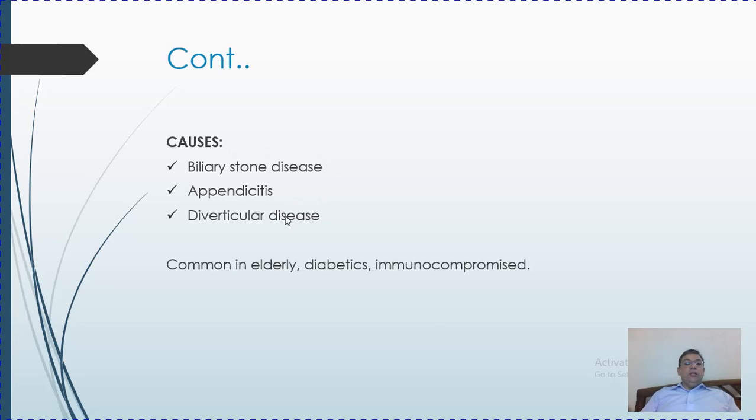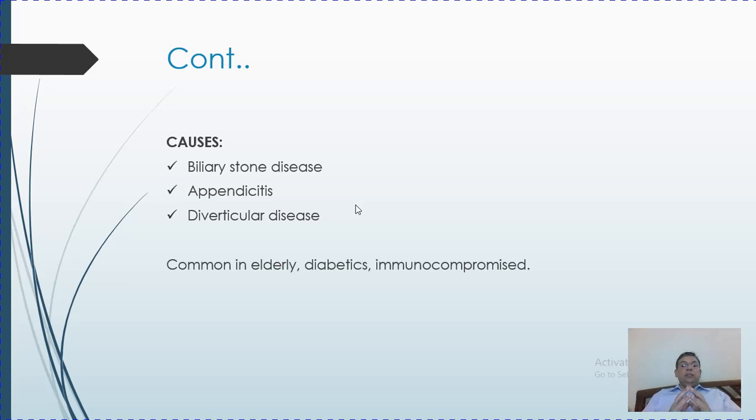Most of the time it is because of biliary stone disease. Why? When the biliary stone goes into the common bile duct and obstructs the flow of the bile. Remember, wherever there is stagnation, wherever there is obstruction or accumulation of fluid, there is a high chance of infection. So biliary stone disease leads to ascending cholangitis, which leads to pyogenic liver disease.